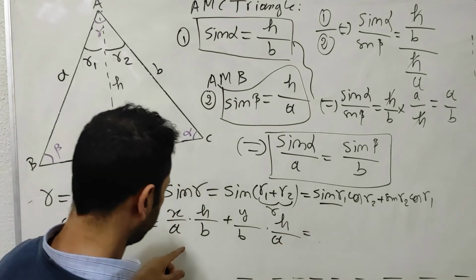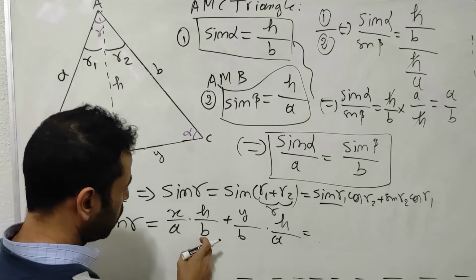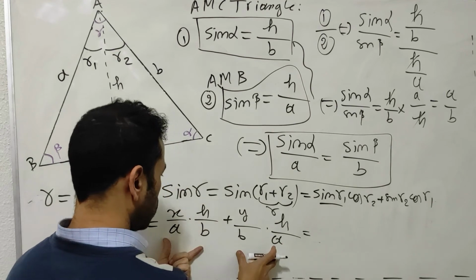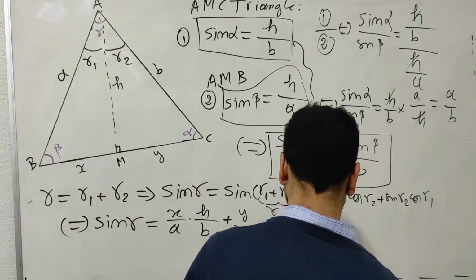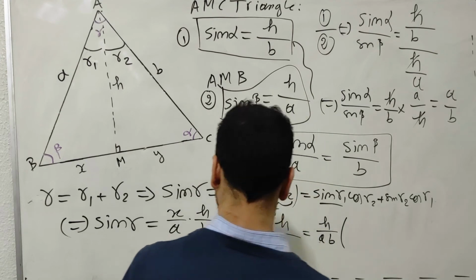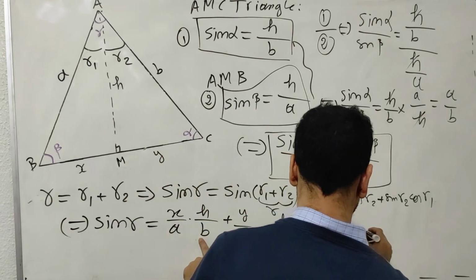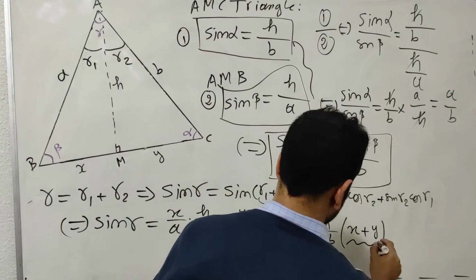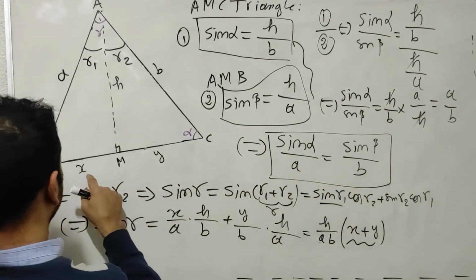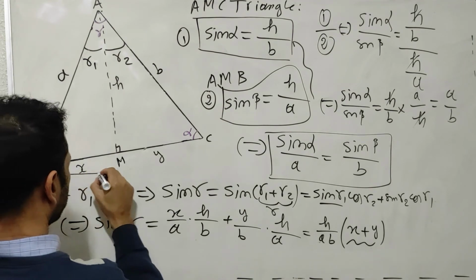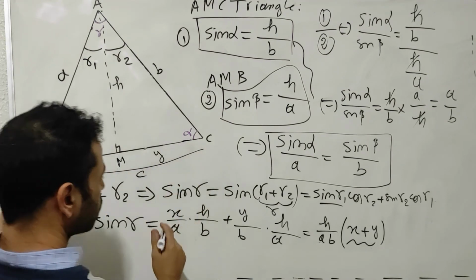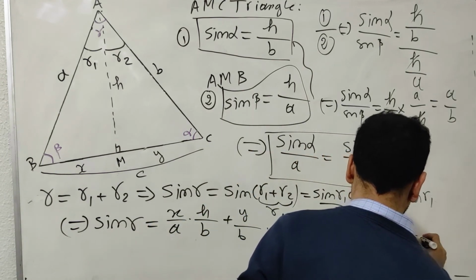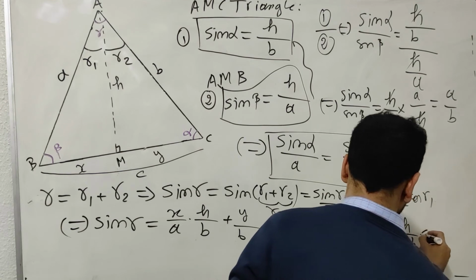If you take a look here, we have H over AB as a common factor for both terms. I will multiply, so I will have H over AB multiplied by x for the first term and y for the second term. If you take a look here, this x plus y is equal to this distance, let's call it c, this segment, equal to H over AB times c.